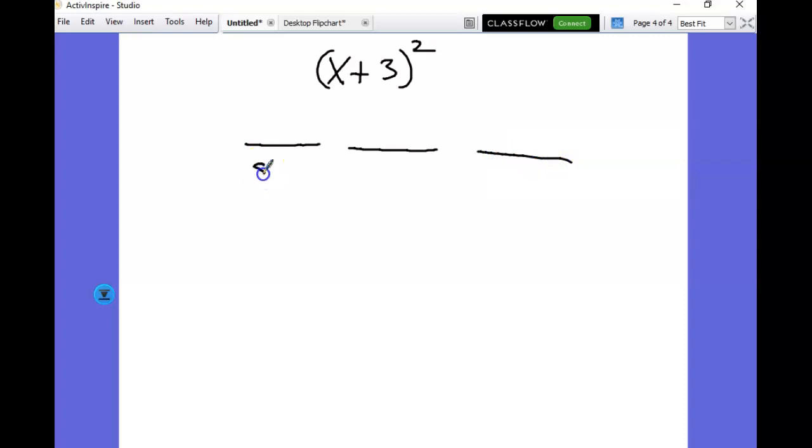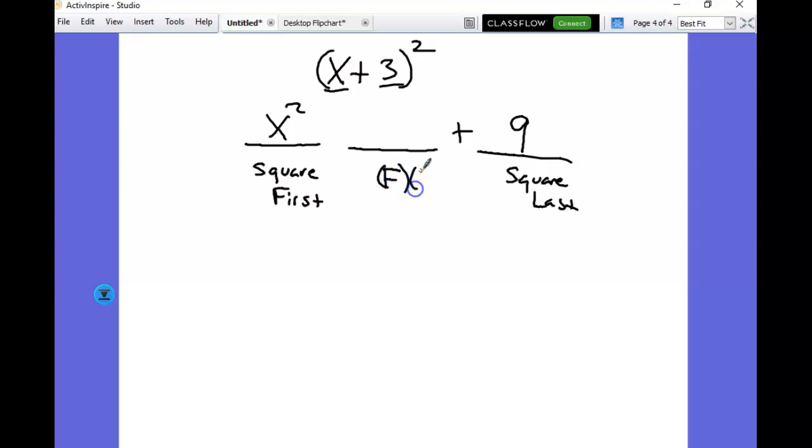But basically what you do is you square the first term. So my first term is x. If I square that, I get x squared. Then you square your last term. So if I square that, I get 9. The middle's weird. The middle is your first term multiplied by your last term times 2. So x times 3 times 2. It's a shortcut.